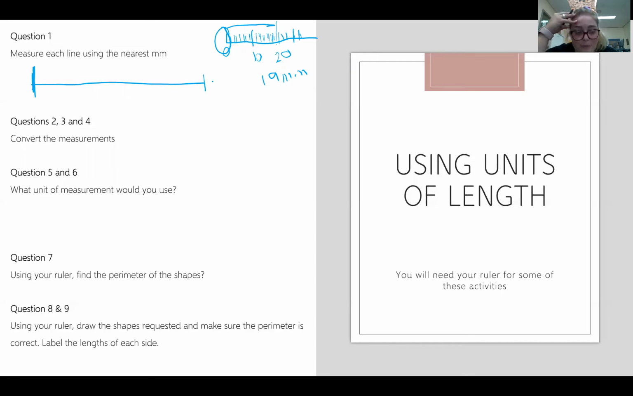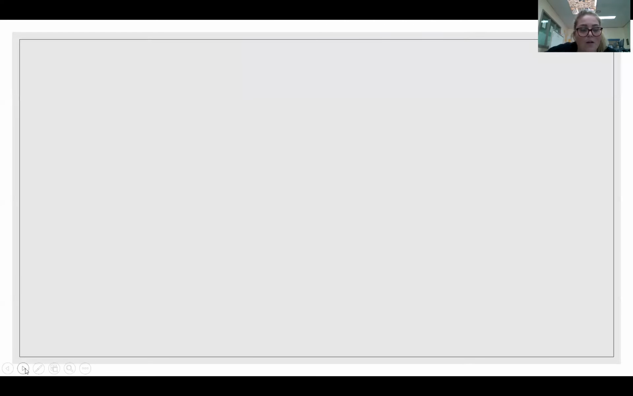Question 7, you need to use your ruler and find the perimeter of the shapes. So you need to measure the sides and then add the sides together. And then 8 and 9, you need to draw the shapes that they've asked you to make and make sure that the perimeter is correct. Okay, and then you need to label the lengths of each side. And that is your work for today.